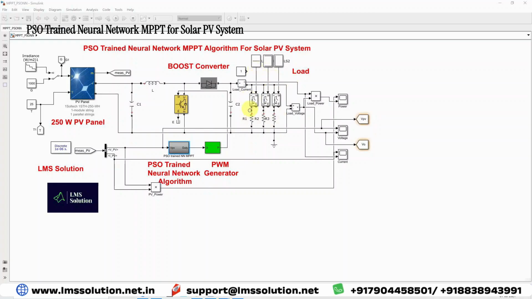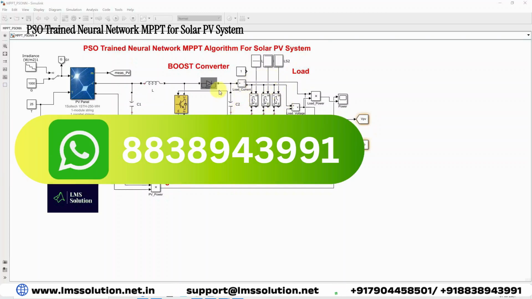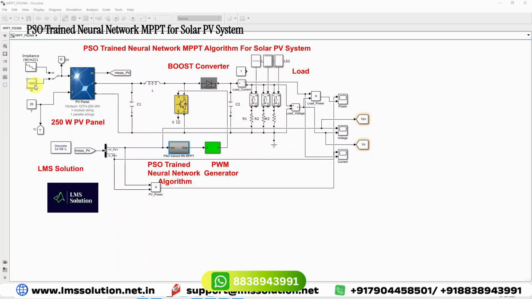First 0.3 second, this R1 is going to be connected with the system. After 0.3, R1 is disconnected, R2 is going to be connected with the system. After 0.6 seconds, R2 will be disconnected, R3 will be connected with the system. In order to implement this concept, that is the varying load condition, here you have to maintain the irradiation and the temperature at the standard condition. That means here we are going to maintain irradiation 1000 watts per meter square and 25 degrees Celsius.